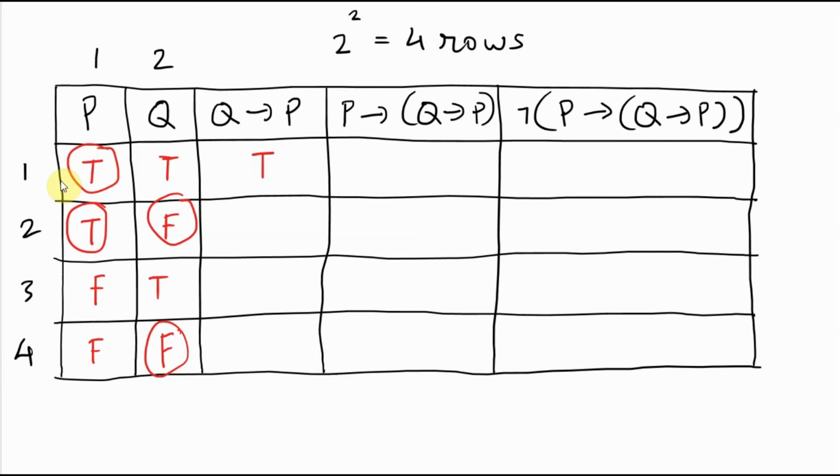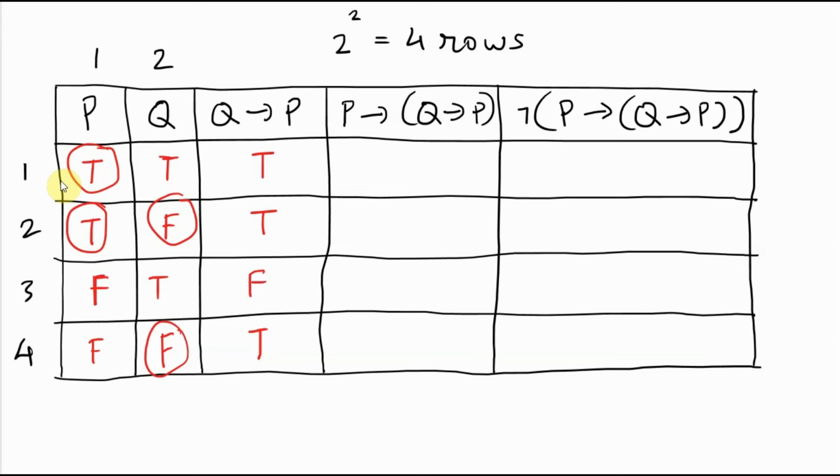I will circle each of these rows, so we just simply write true. In this particular row, Q is true and P is false. But P is false, so therefore this is false.